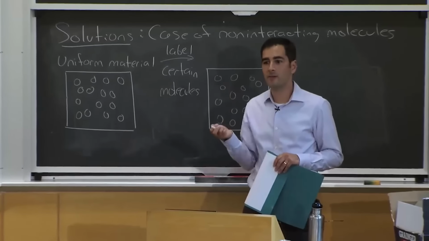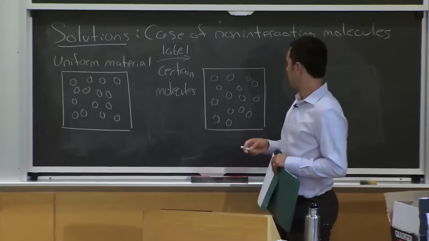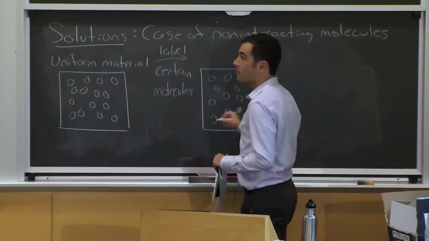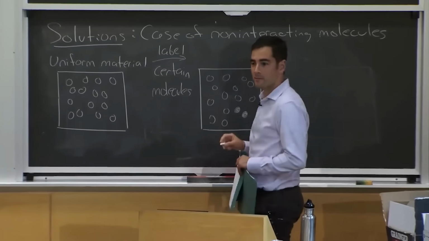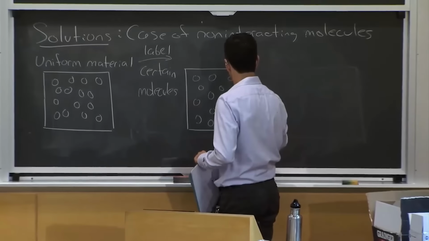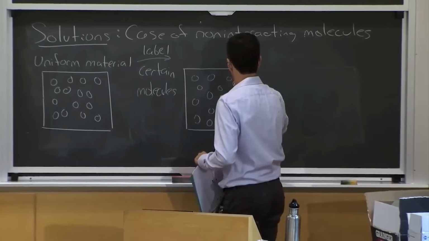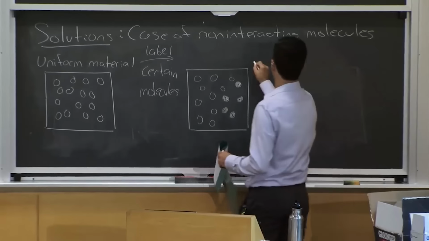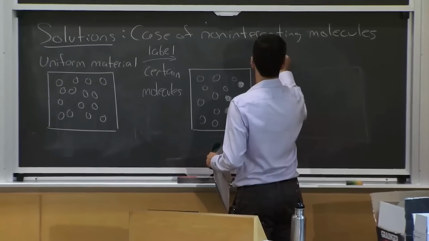Or just as a thought experiment, you go in and take, let's say, 5 of these molecules and color them blue, to pick a color. Which is kind of what we're doing. 1, 2, 3, 4, 5. OK, so I went in and labeled those molecules, and now I'm going to wait.